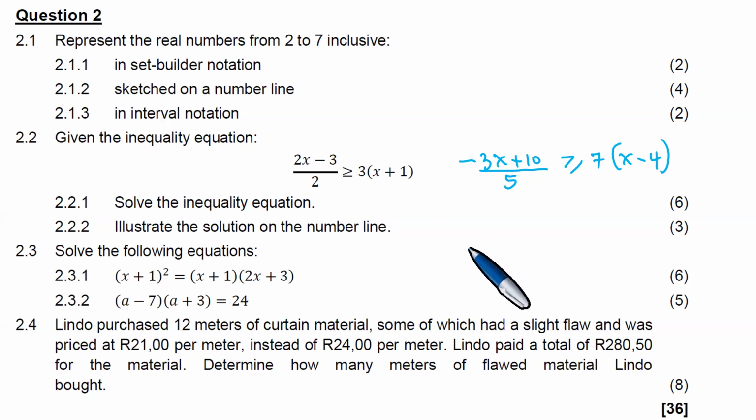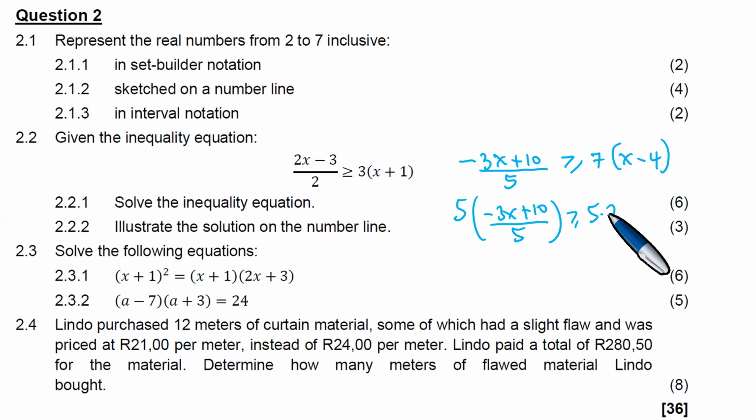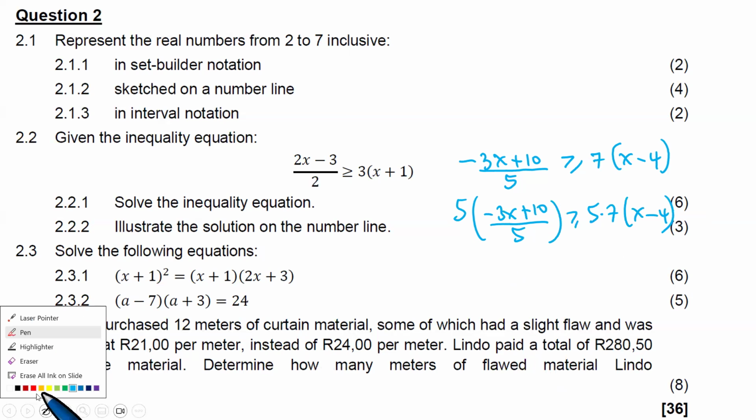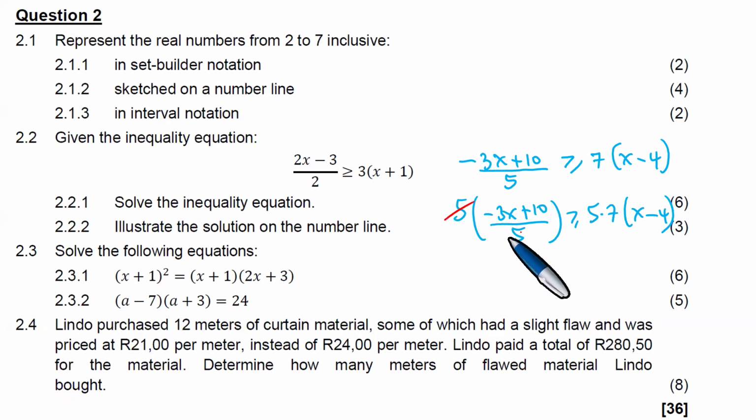I think we're going to do it the same way as that one. It's 5 open brackets, negative 3x plus 10, over 5, and then it's greater than or equal to 5 multiplied by 7 open bracket x minus 4. Then this one cancels out.